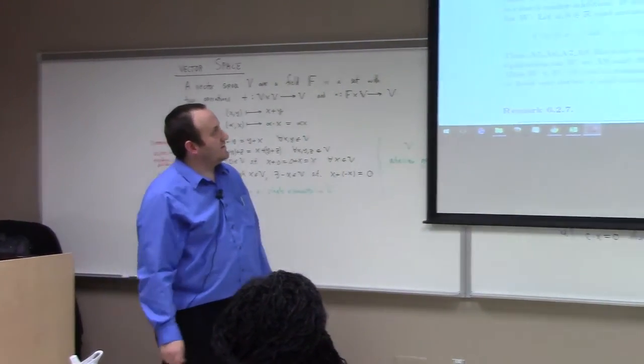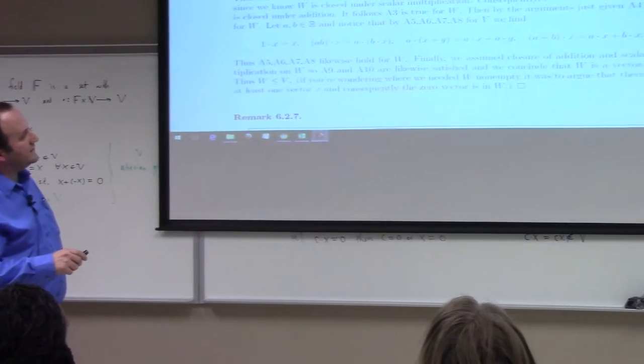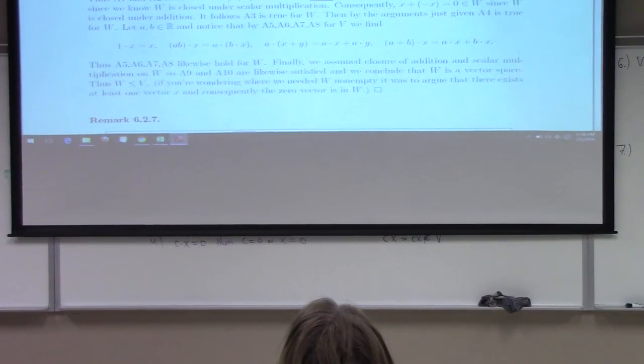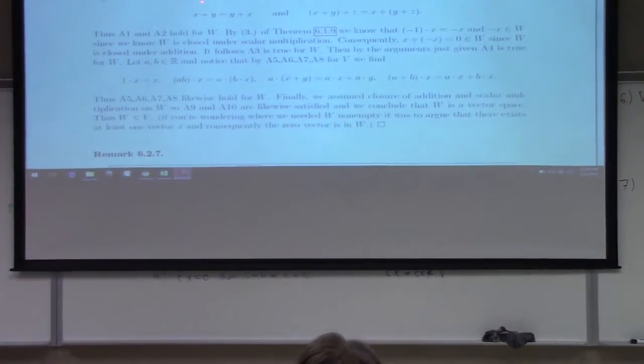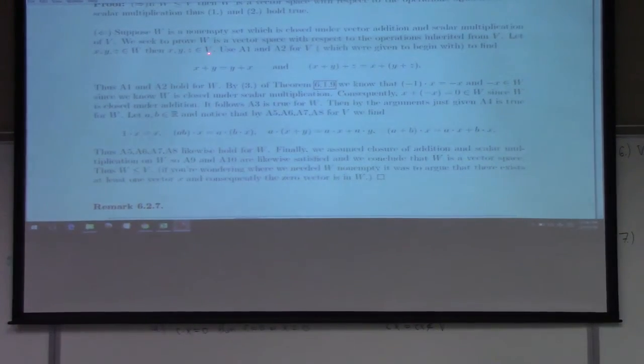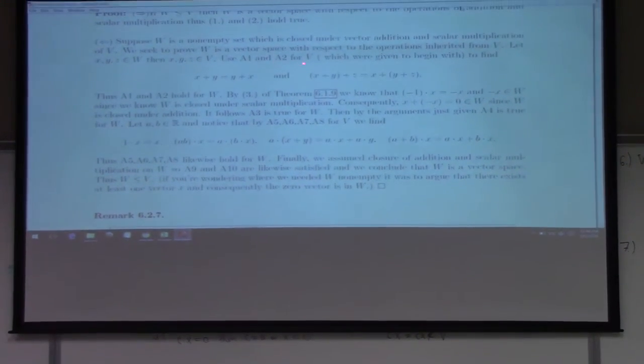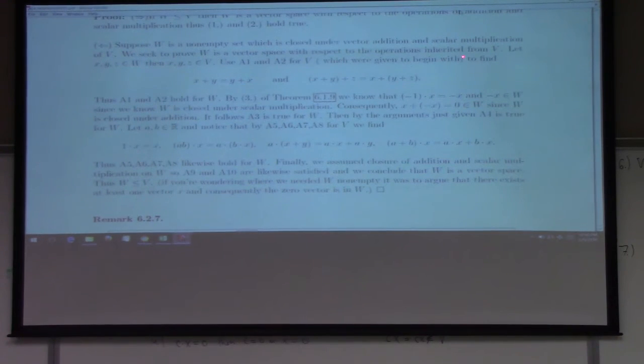It's actually not that interesting. Suppose W is a non-empty set which is closed under addition and scalar multiplication of V. We want to prove that W is a vector space with respect to the operations inherited from V. All right. Pick 3 vectors in W. Then if they're in W, and W is a subset of V, that means they're also in V. So we can use axioms 1 and 2 for the vector space, which we were given to begin with. And we get that x plus y is equal to y plus x, and that x plus y plus z is equal to x plus y plus z.